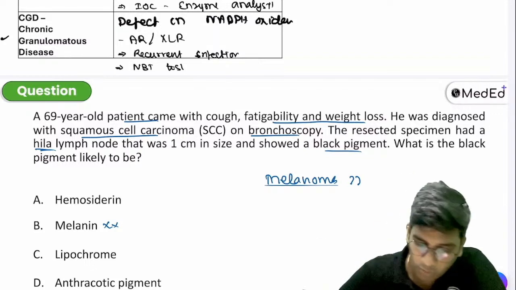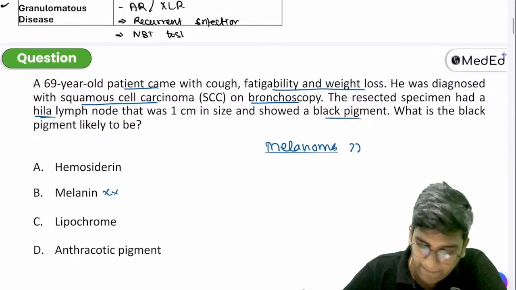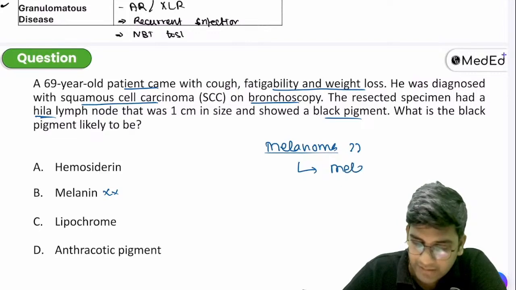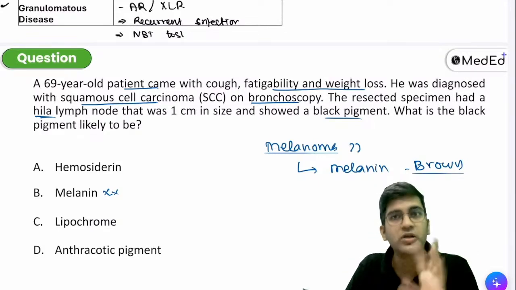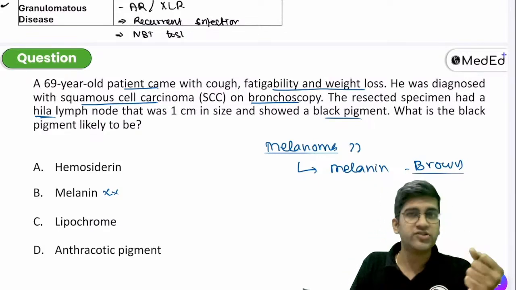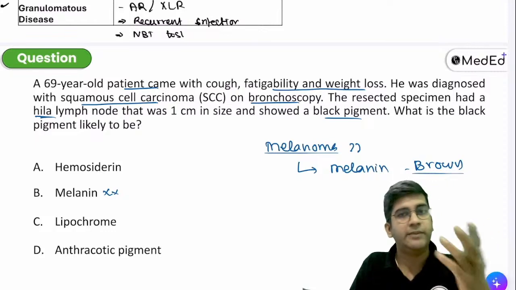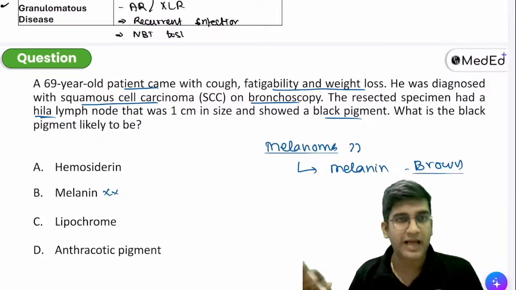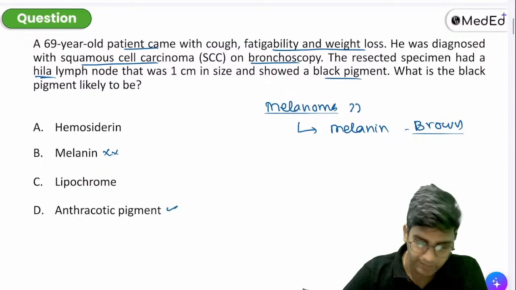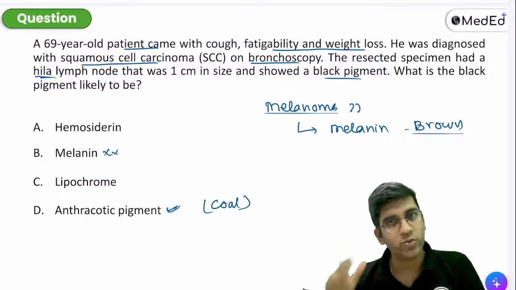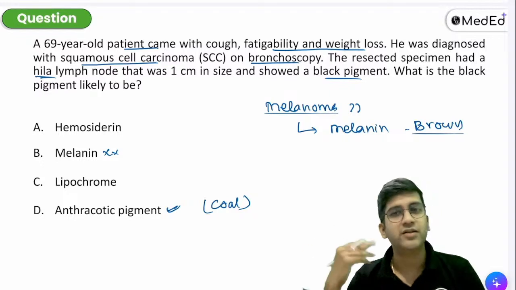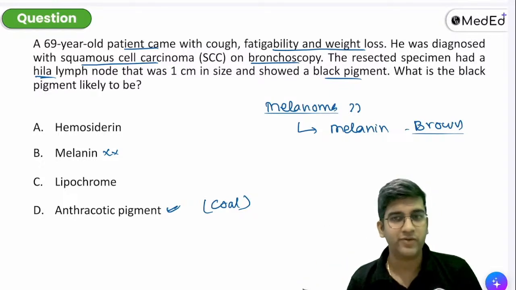Moreover, the color of melanin is not black, it's brown. Under microscopy, it will be brown in color, not black. Your skin, my skin, we have brown color pigment. Maybe if it's very, very concentrated, like in an African person, it might become black, right? So what's a black pigment? It's undoubtedly your anthracotic pigment, or your coal. Your hilar lymph node, my hilar lymph node will be black in color only because we have been inhaling all the polluted air. You cannot change it, right?